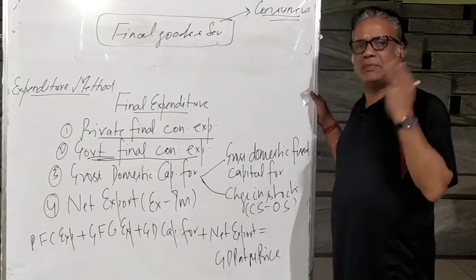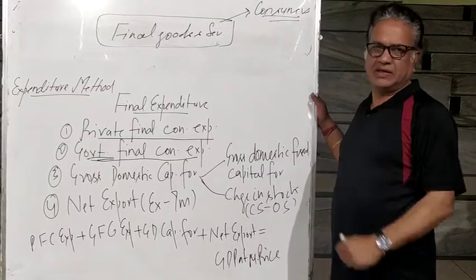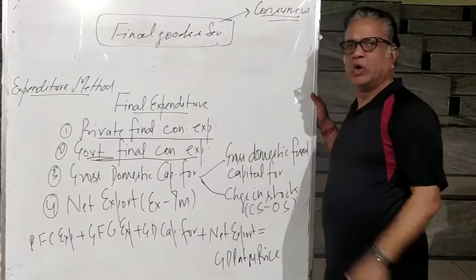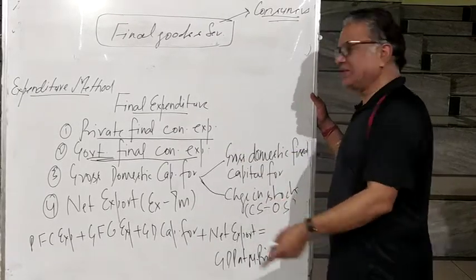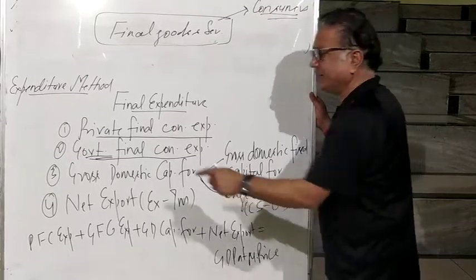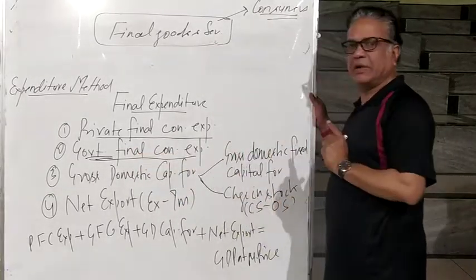So consumption expenditure is possible in three ways. Either through your own pocket, that comes here, or through a private charitable trust, that also comes here, or through government, that is government final consumption expenditure.